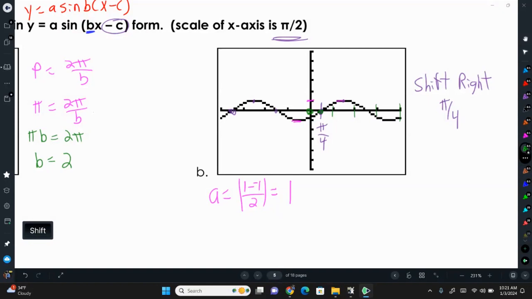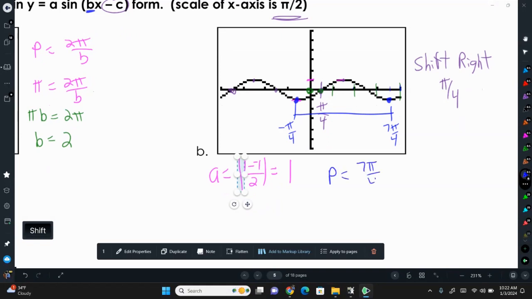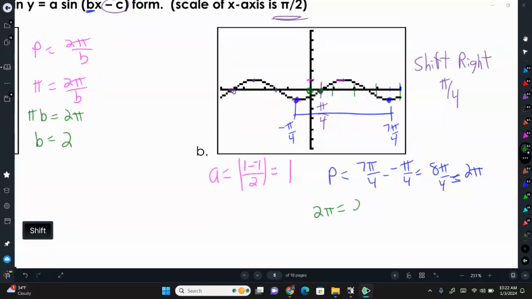Now we have to figure out the period. To do that, again, we can look at the minimums or the maximums. If we look at this minimum and that minimum, we have to figure out the distance between the two. Well, this is going to be negative pi over 4, because it's halfway here. And then we have pi over 2, 2 pi over 2, 3 pi over 2. This would be 2 pi over 2, but we're halfway between that, so that's going to be 7 pi over 4. So our distance between them, our period, is going to be 7 pi over 4 minus negative pi over 4, 8 pi over 4, which is 2 pi. So if our period is 2 pi, 2 pi equals 2 pi over b, well, that means b has got to be equal to 1.